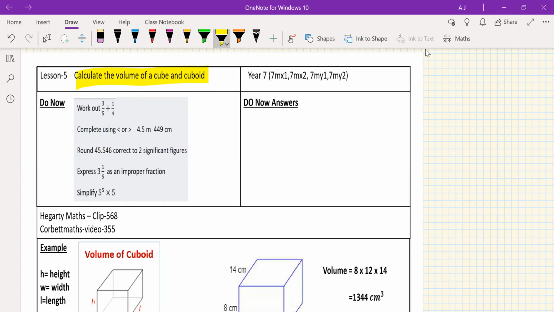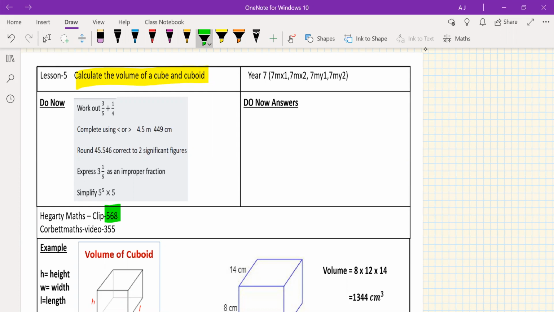There are 5 do-know questions, a bit of information about Hegarty Maths and Corbett Maths video clips, and there's an example followed by a few questions for you to do today. And also one quick reminder, once you finish this booklet, please go to the Hegarty Maths video clip, task number 568. Please do those tasks also, because those tasks are related to this particular topic.